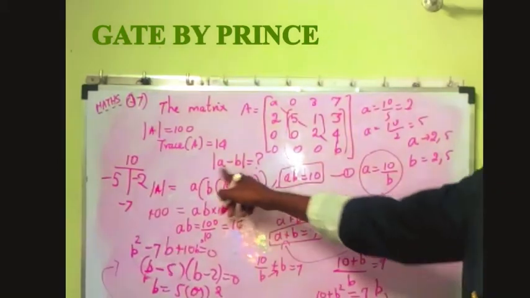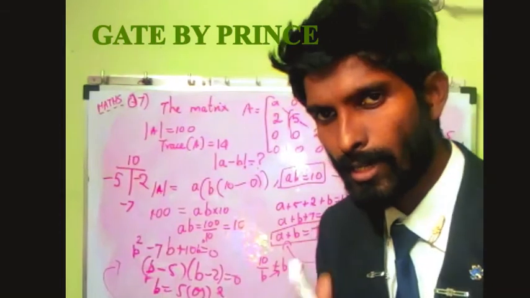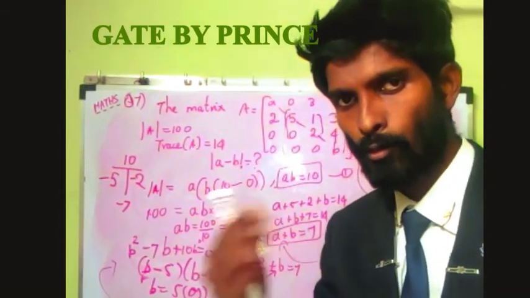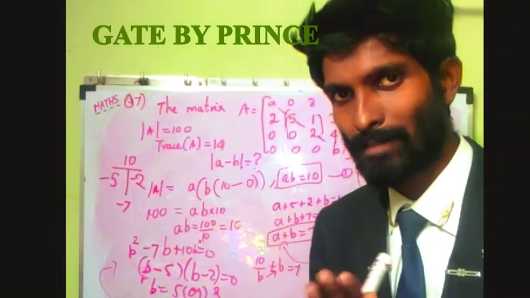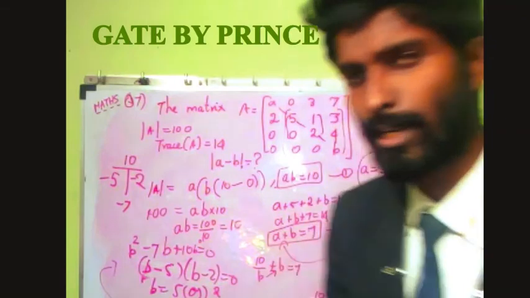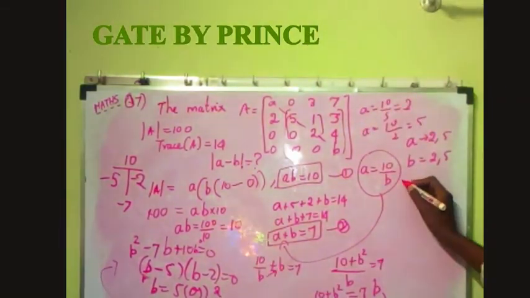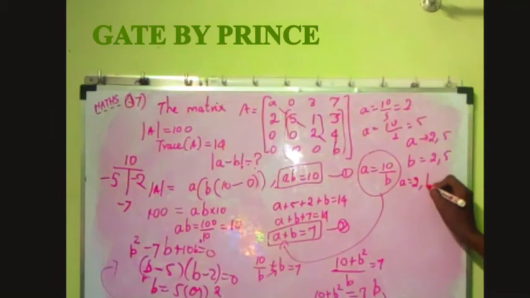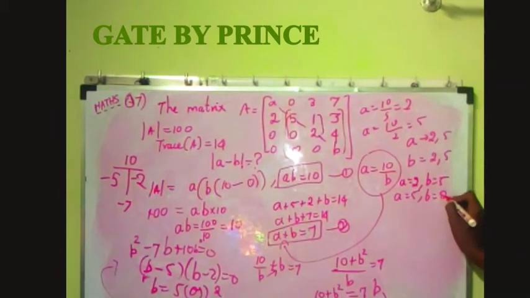Okay. So for this a and b, you take any value for a, but both values should not be the same. If you take a as 2, b should be 5. You should not take b as 2. And if you take a as 5, you have to take b as 2. But both are right. Any of the things are right. So what I do, if I take a is equal to 2, b should be 5. If I take a is equal to 5, b should be equal to 2.